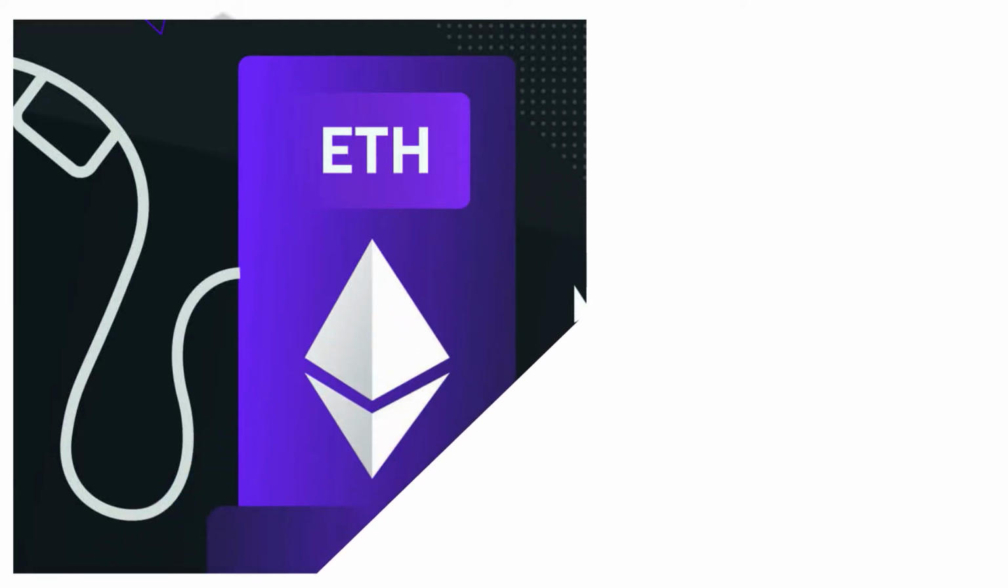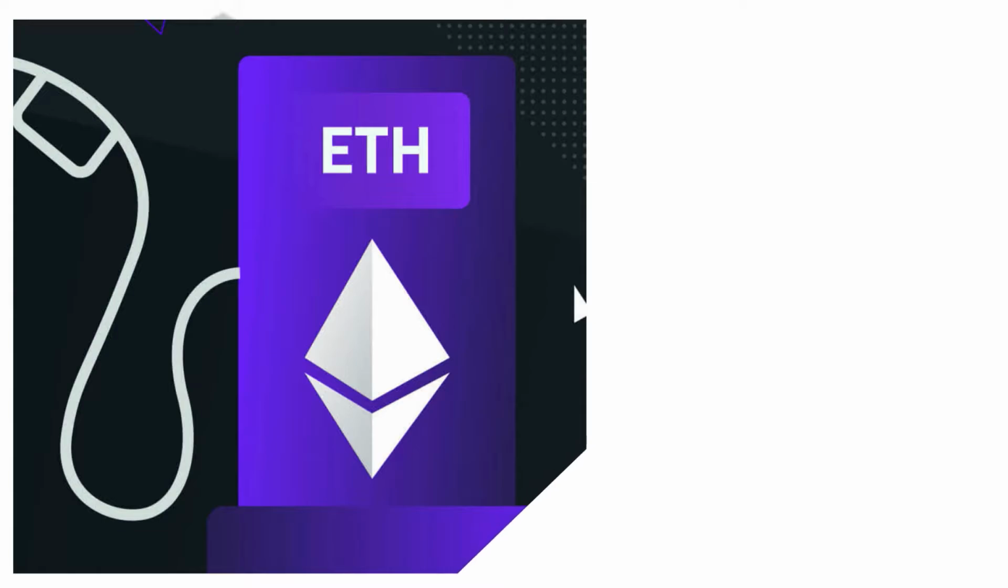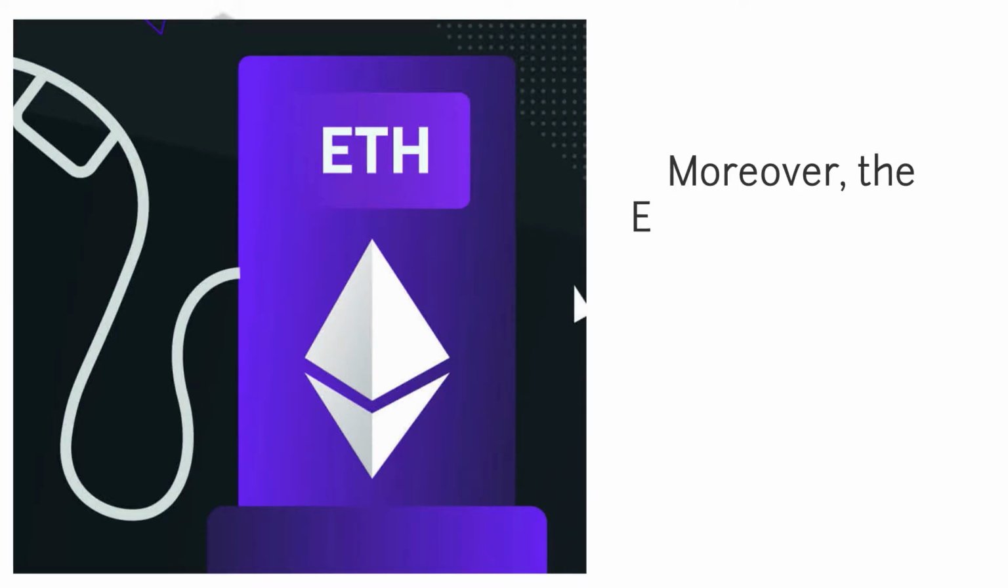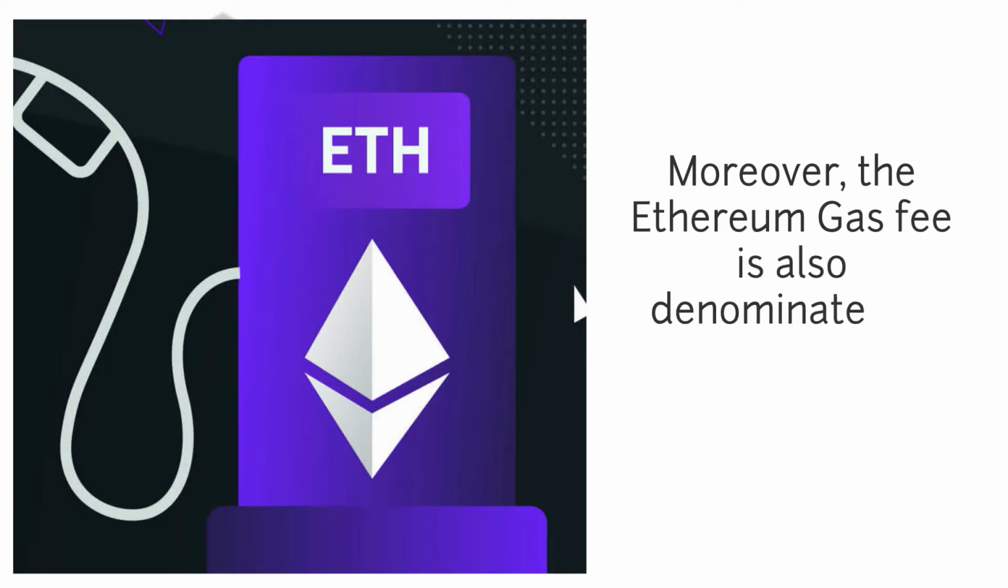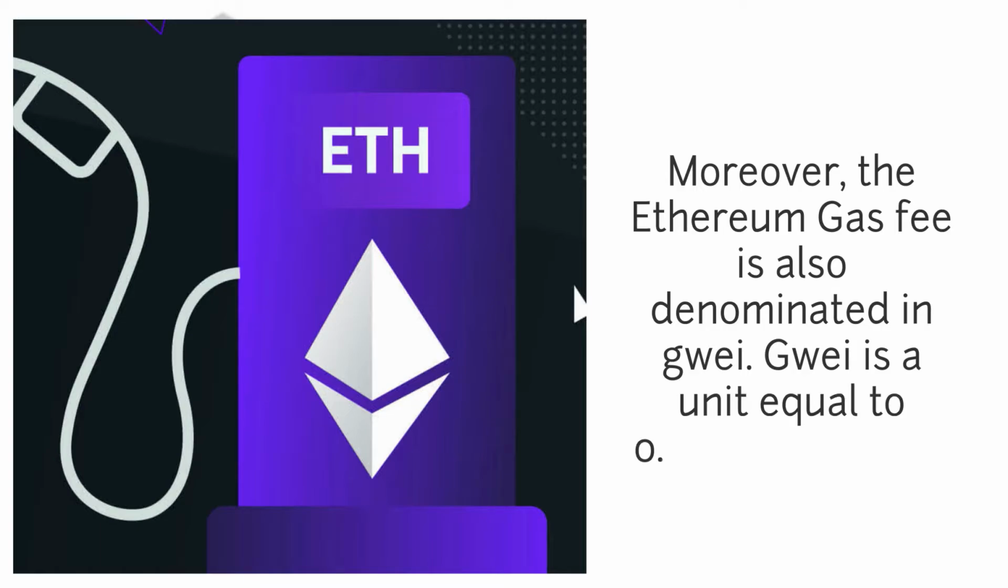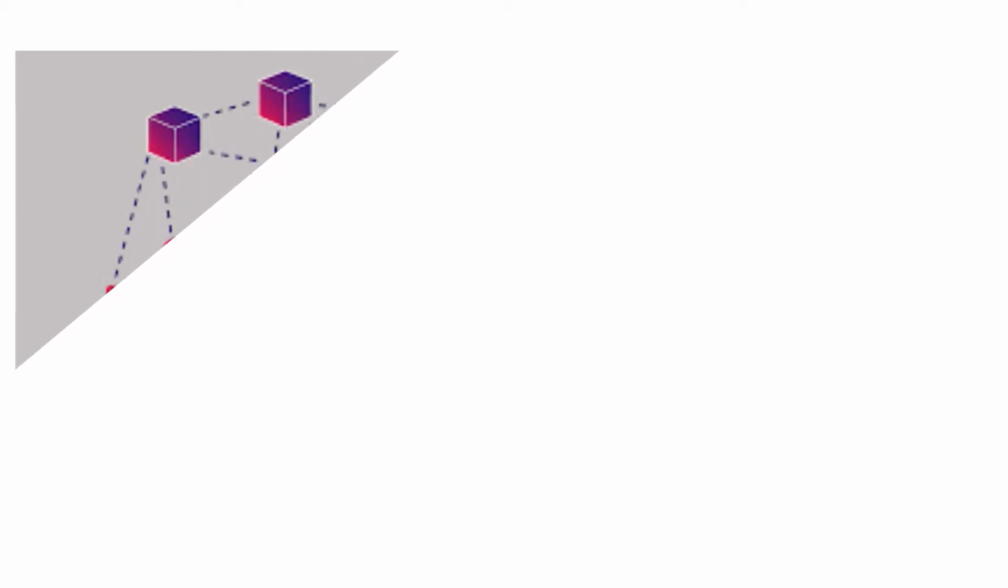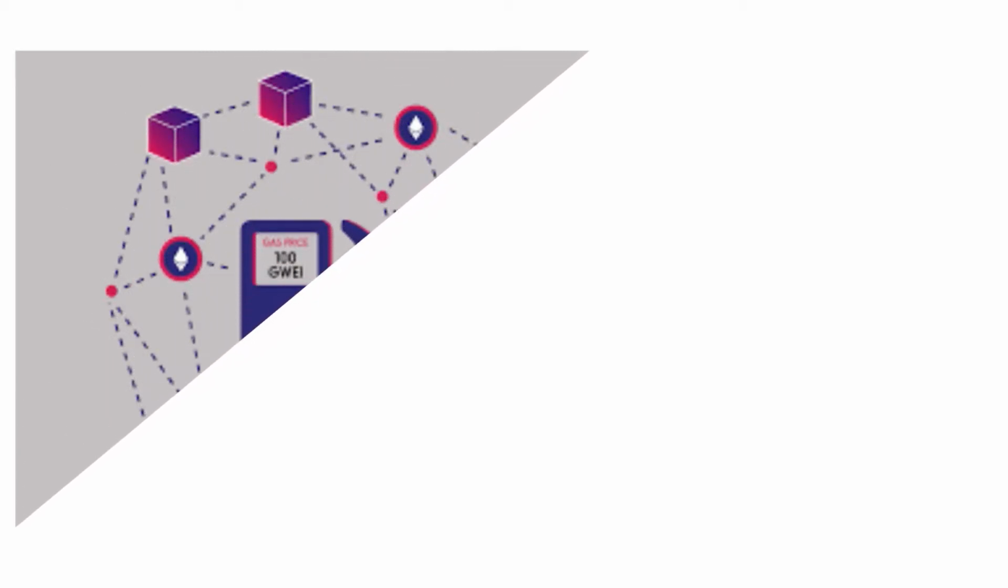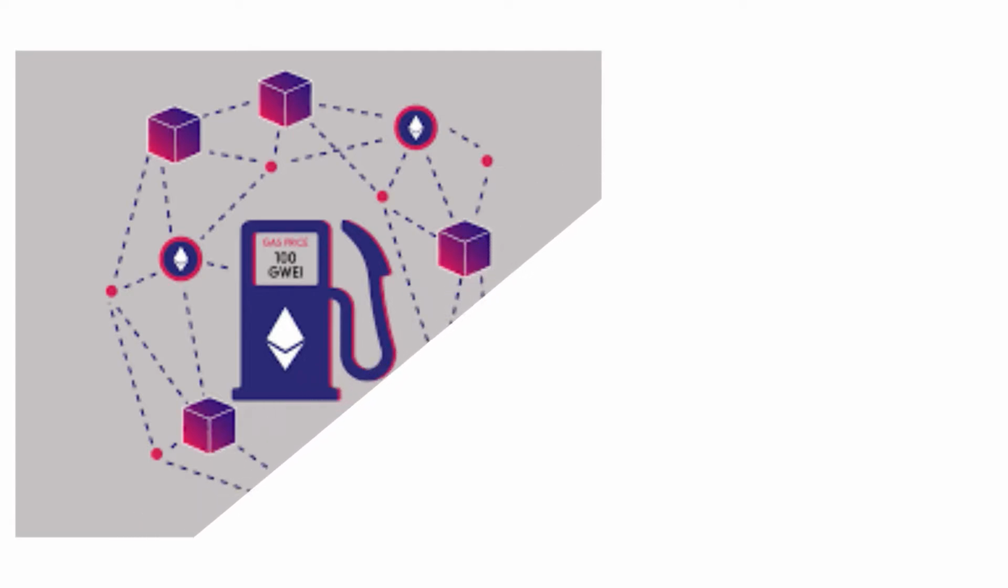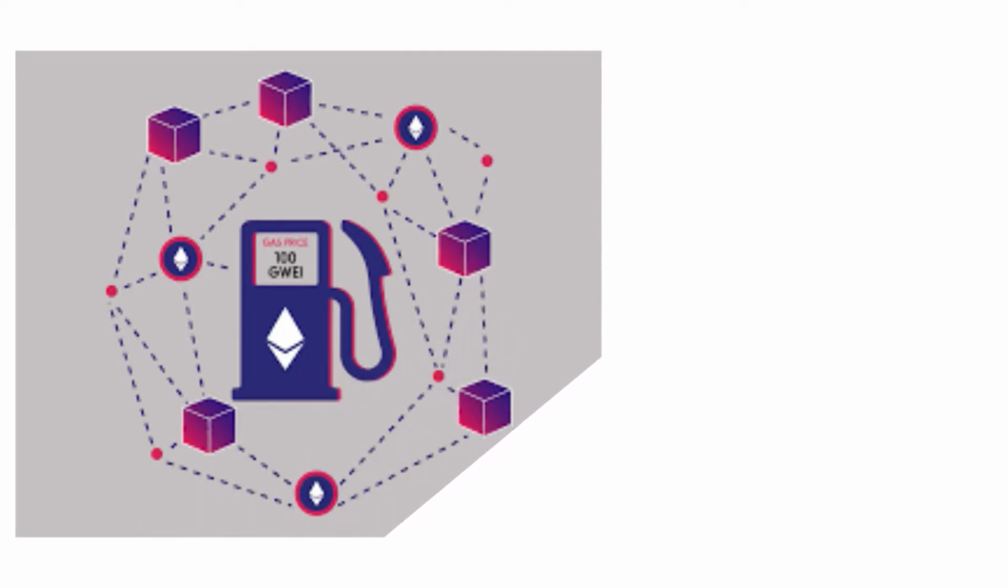You can pay for this fee in Ether, ETH, which is the native currency of Ethereum. Moreover, the Ethereum gas fee is also denominated in Gwei. Gwei is a unit equal to 0.000000001 ETH. Moreover, miners are the ones who set the price of Ethereum gas on the basis of supply and demand for the computational power of the network needed to process smart contracts and other blockchain transactions.